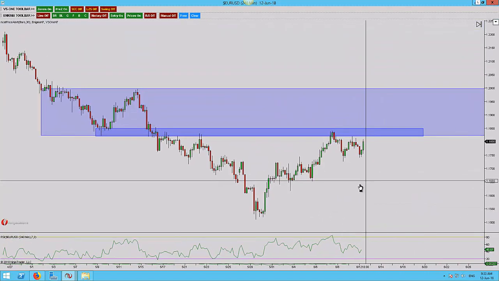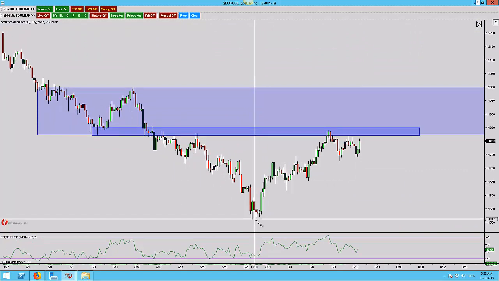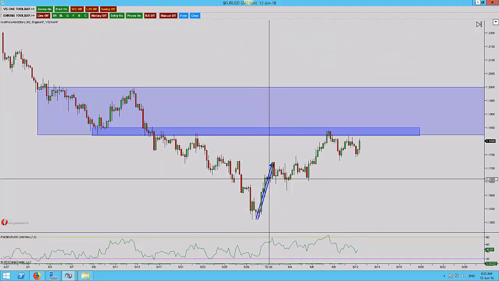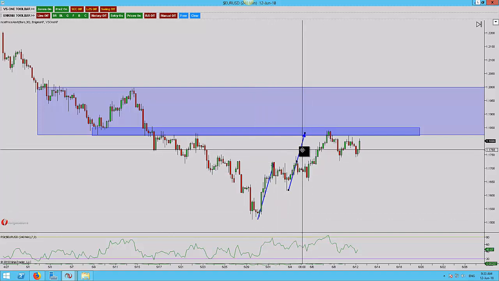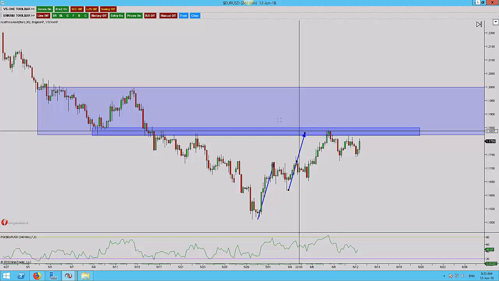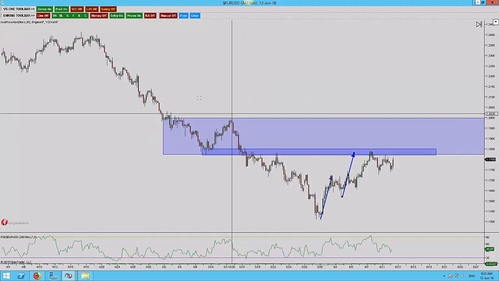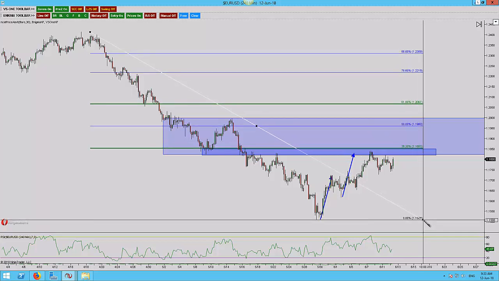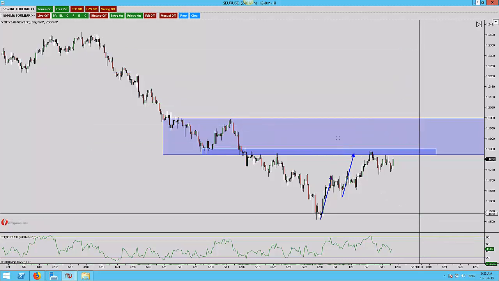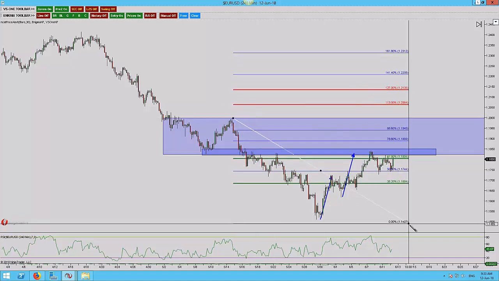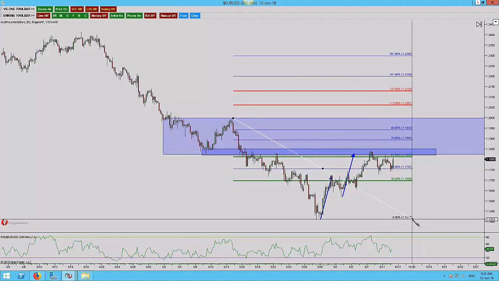what we had here on the 4 hourly was an AB equals CD pattern completing right up within that zone. We also had some fib confluence. We had the 382, that was a little bit higher. Was it this leg I was looking at? Yep, we had that 618.